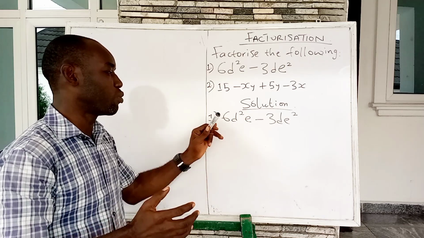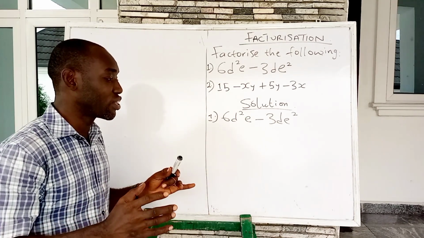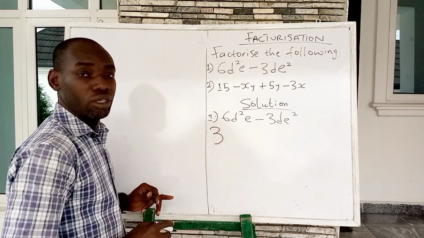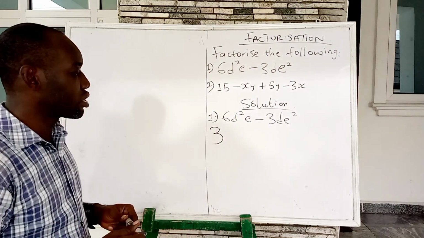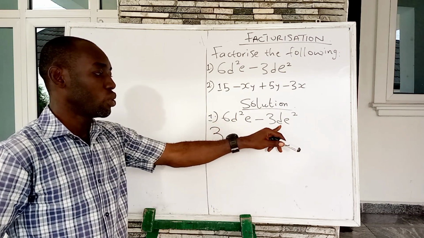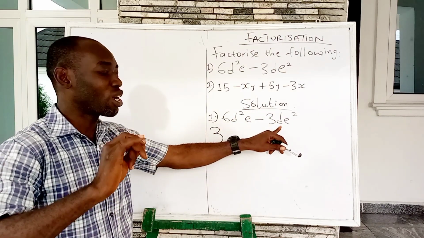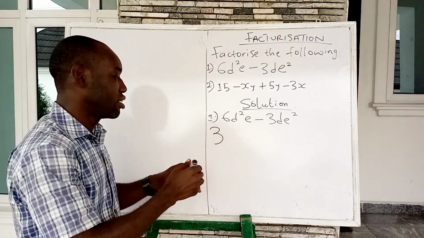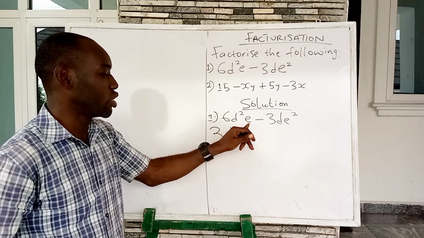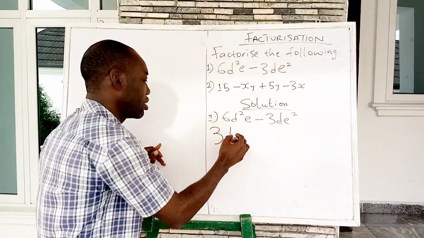What's the highest common factor between 6 and 3? The highest factor between 6 and 3 is 3. You write that out. Now let's get down to the variables, which are the letters there. We have d squared here, we have d here. The highest common factor between d squared and d is d. Then also the highest common factor between e and e squared is e.